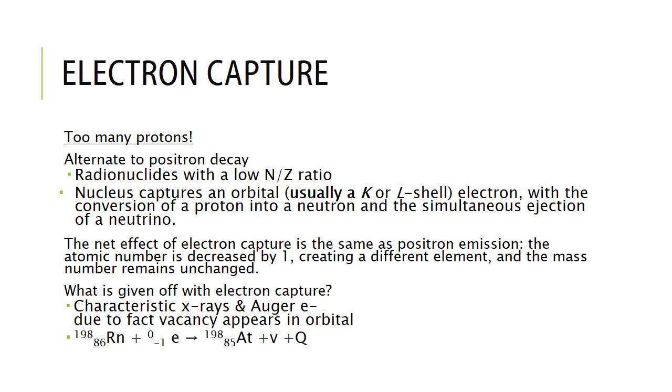So in an electron capture, an electron is going to wander into the nucleus and it's going to get captured by a proton. That proton, upon pulling in that electron, is going to turn into a neutron. So you can think of that as the proton's positive charge being canceled out by the electron's negative charge, and it's going to create a neutron.